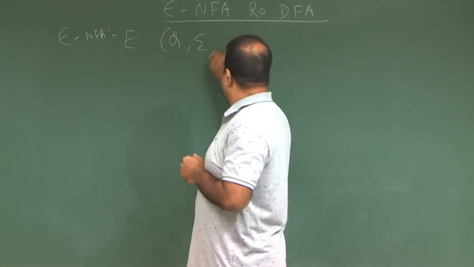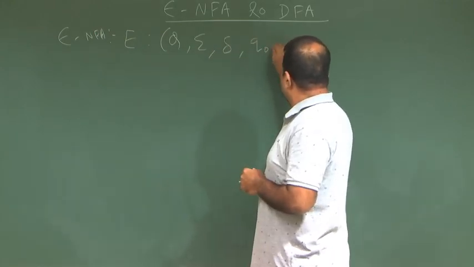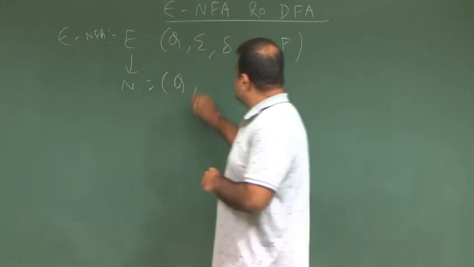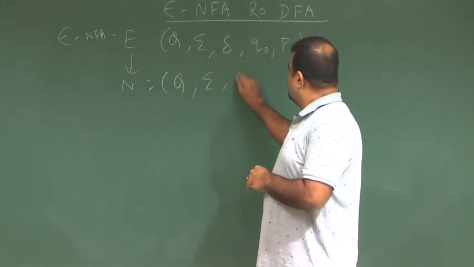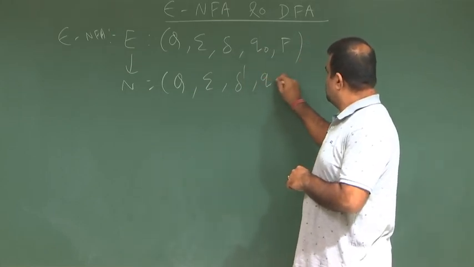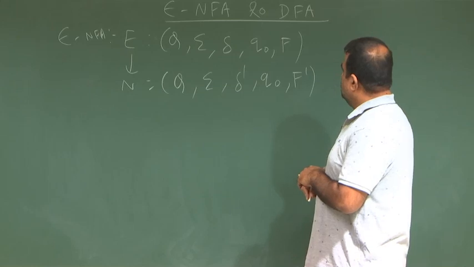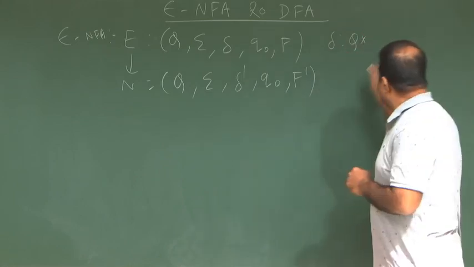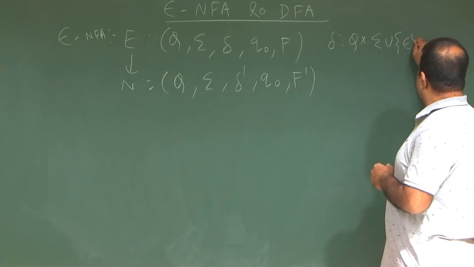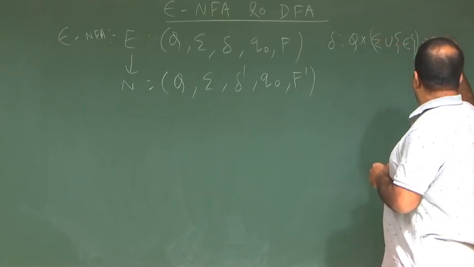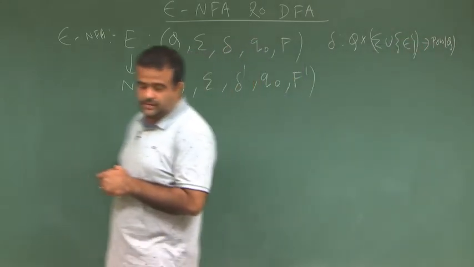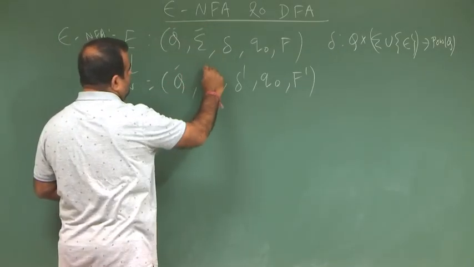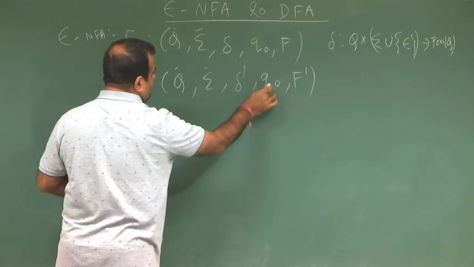(Q, Σ, δ, q0, F), and from here we can have an NFA with the same set Q, δ', same q0, and F'. Here δ is the function from Q cross Σ union epsilon, the epsilon move, to the power set of Q. The set Q is the same, the set of alphabet is the same. Now here is a change.